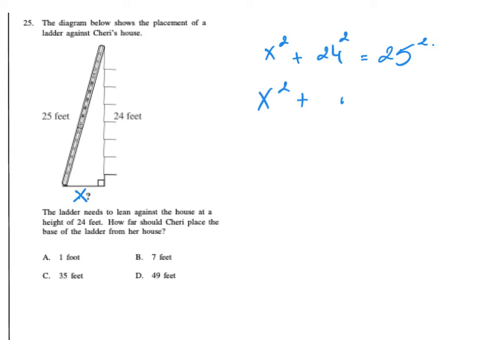Okay, will be 5, right? 5 squared, 25 squared, will be 625. And so next step, we need to get rid of 576. We're going to subtract 576 from both sides.